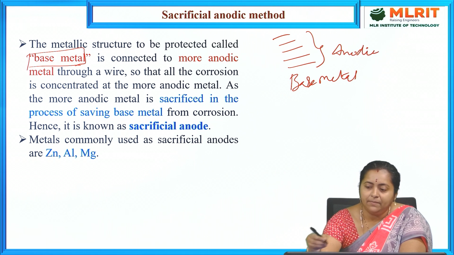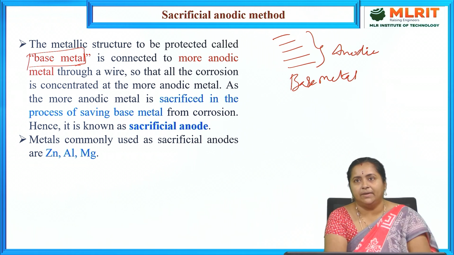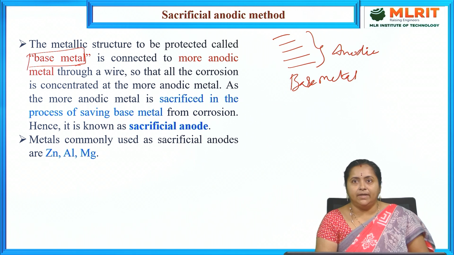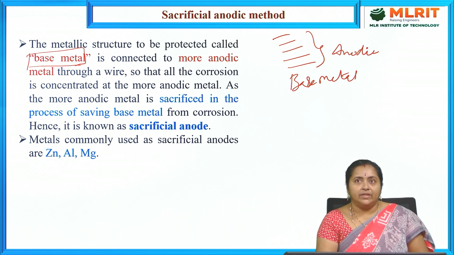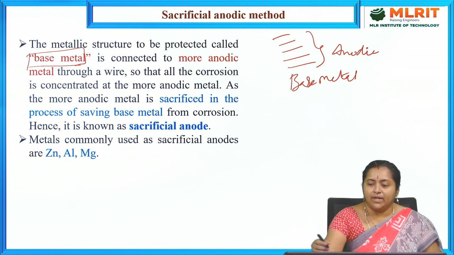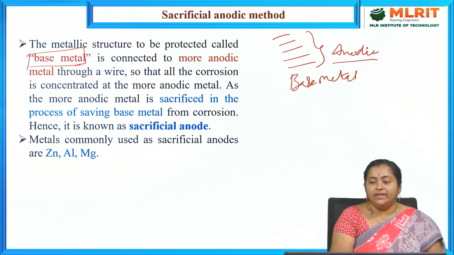Say for example, I have chosen one buried pipeline. I just want to protect that buried pipeline, whether it is in soil or in any marine system, that is, in water. So, it is acting like the base metal. It is made up of iron. So, I have to choose metals in the electrochemical series above iron, above the iron position. So, they will behave as more anodic to the base metal. Likewise, we have to choose the metal, and it is connected to the base metal using one copper wire.